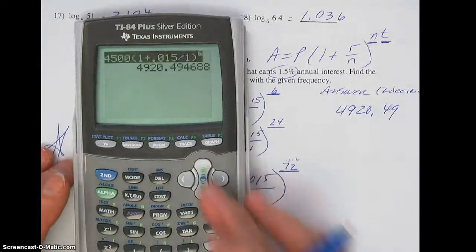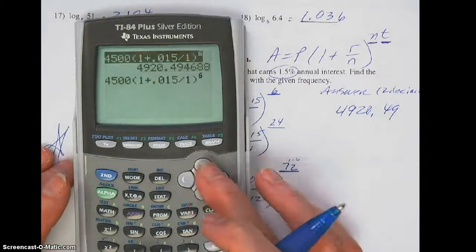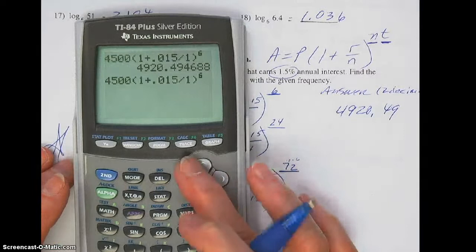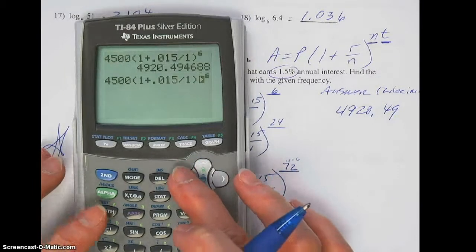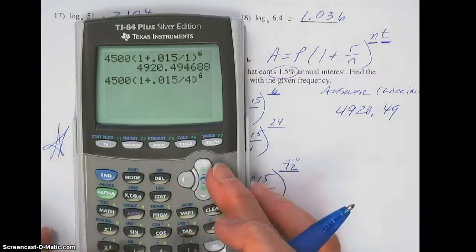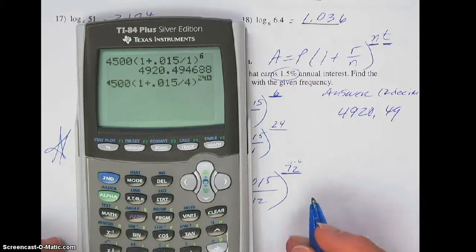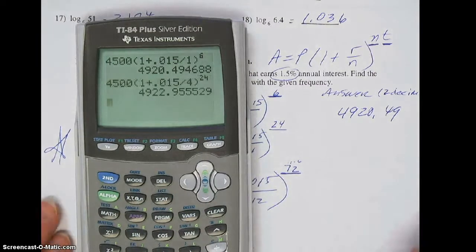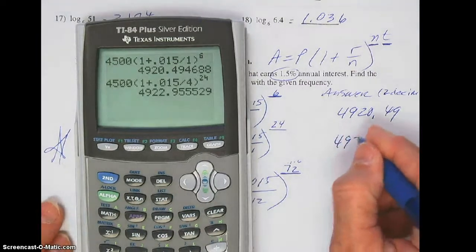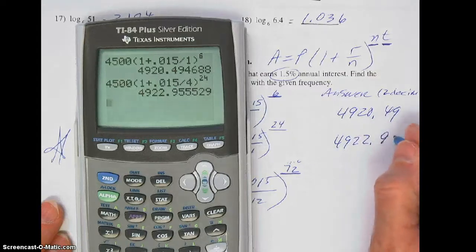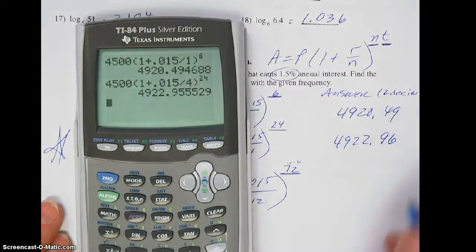Remember, we can go back up here, and this time we want to change this to 4 compounds, and we want to change our power to 24. So each one of these should give us a little bit more. This would be rounded to 96 cents.